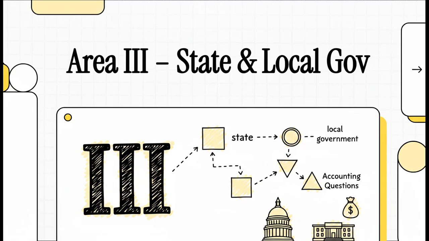Welcome to The Explainer. Today, we're focusing squarely on a vital piece of your CPA exam journey, Area 3 of the BAR exam, which covers state and local governments. Think of this as your high-level mental map for the entire state and local government section.